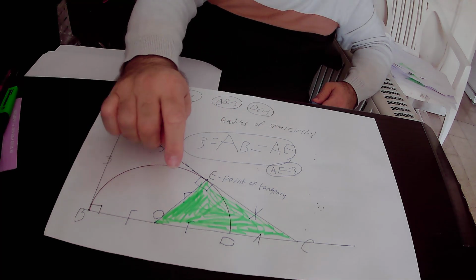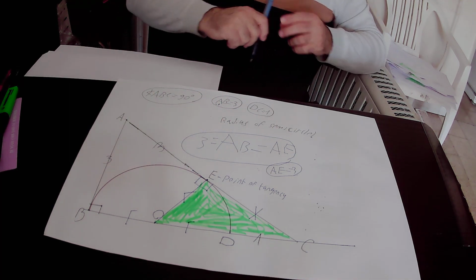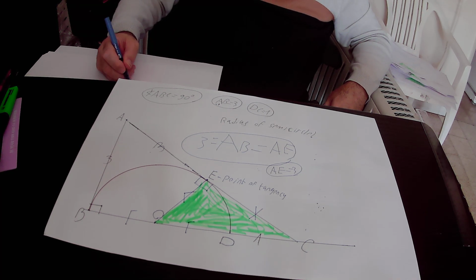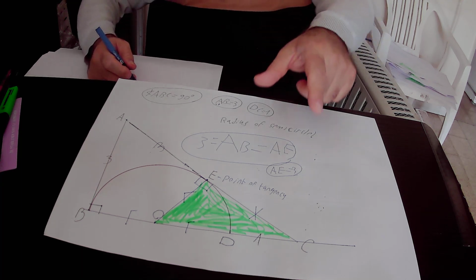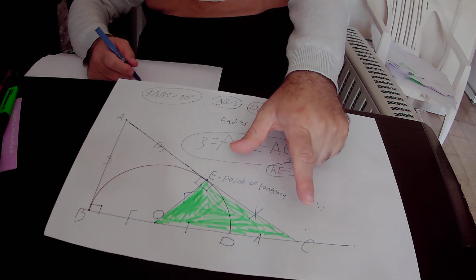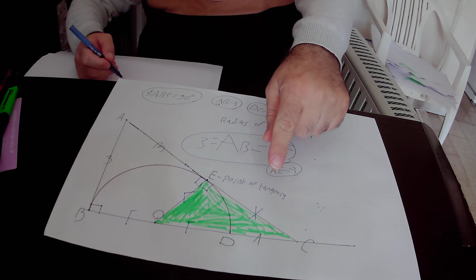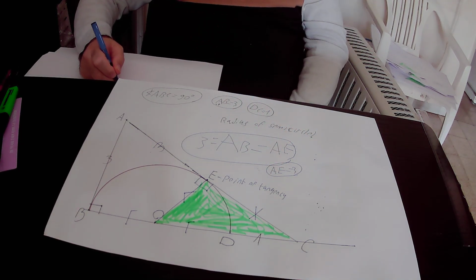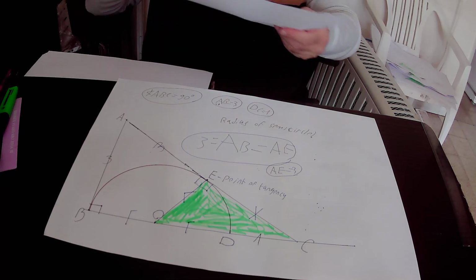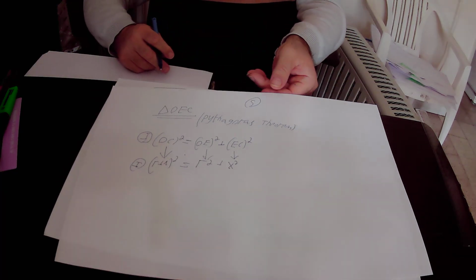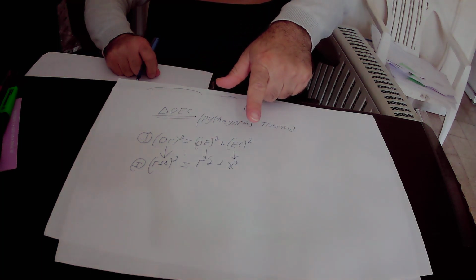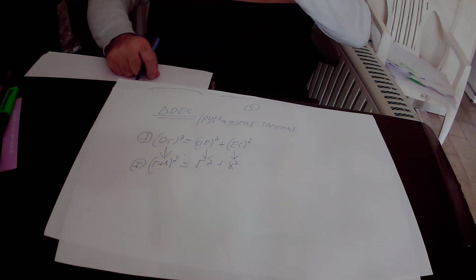OE equals R, so OE square equals R square plus EC square. EC equals X according to our definition, so EC square will be equal to X square. So in total we got that (R plus 1) square equals R square plus X square.